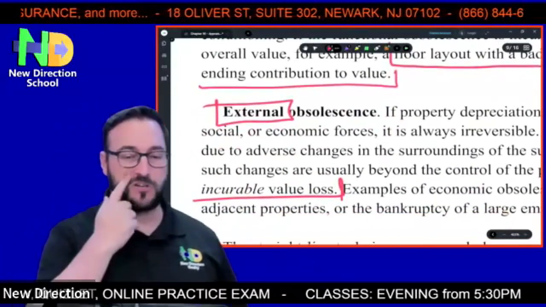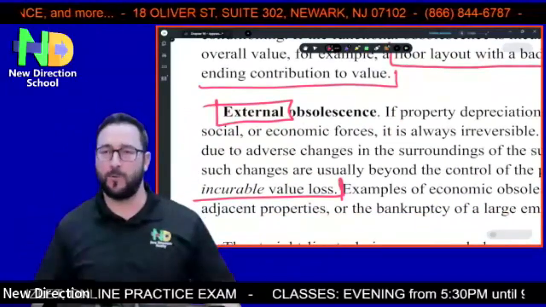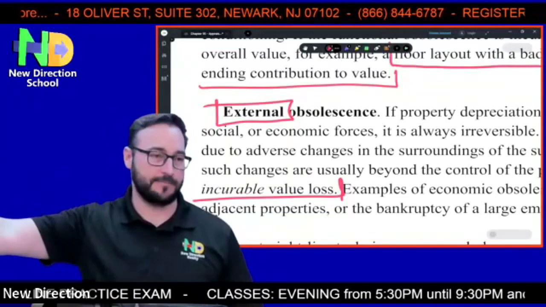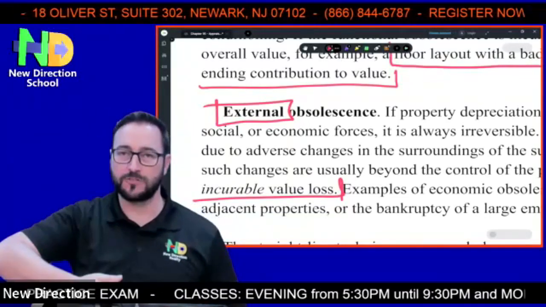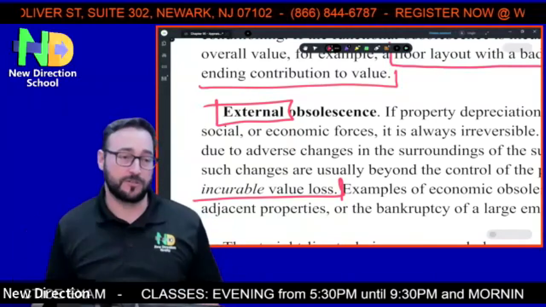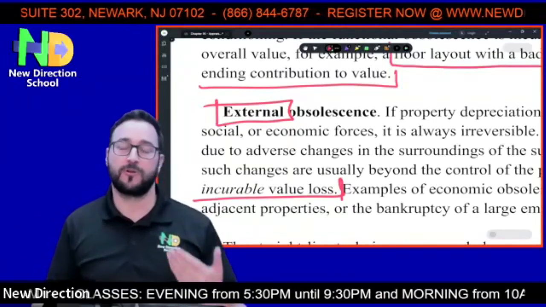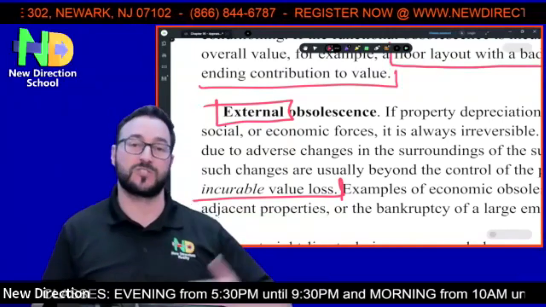And then there's external. External, it's always incurable, always something outside of your property. So when you look at the answers, if you're talking about external obsolescence, or loss of value, look for answers that talk about something outside.